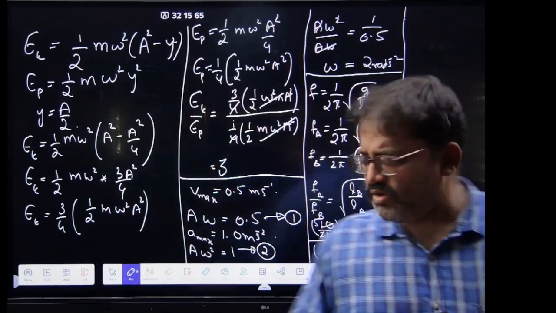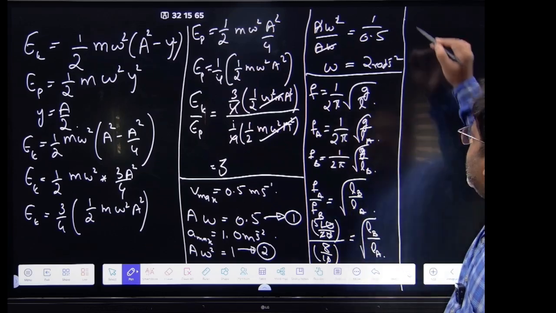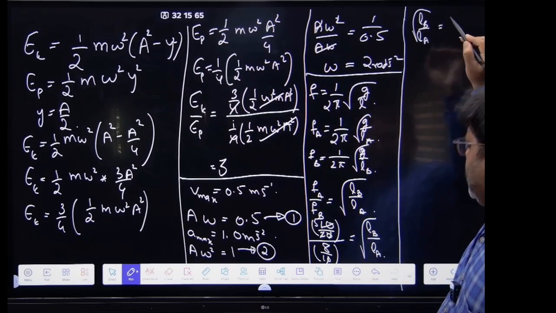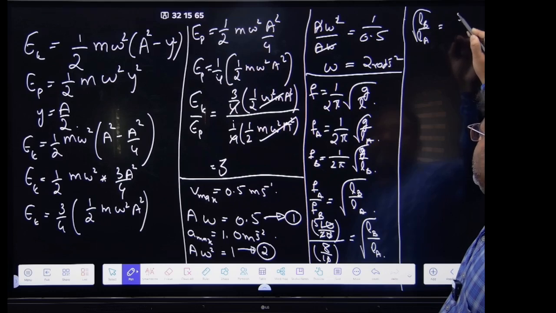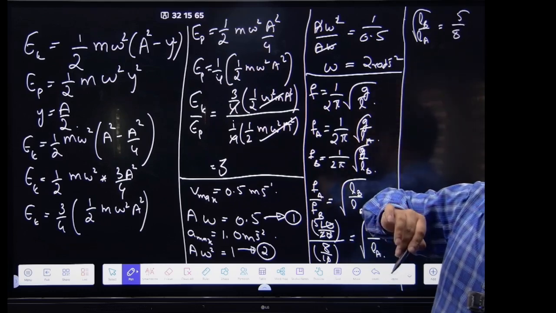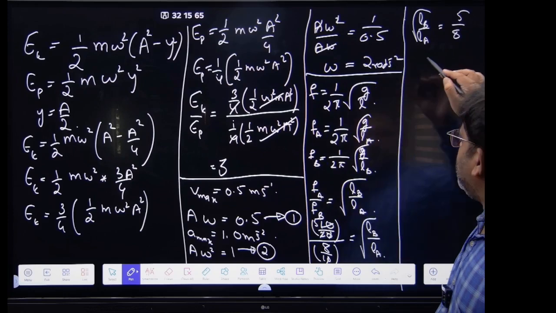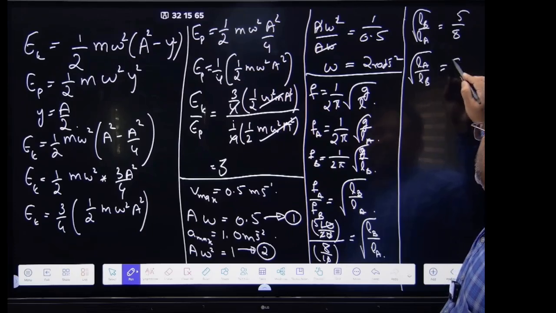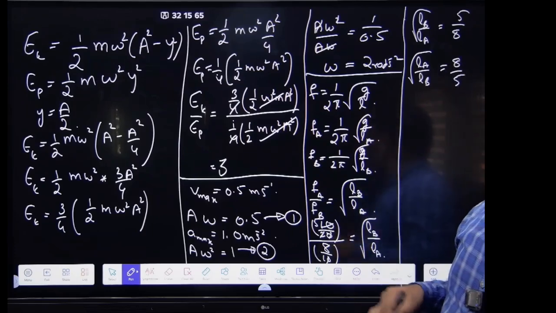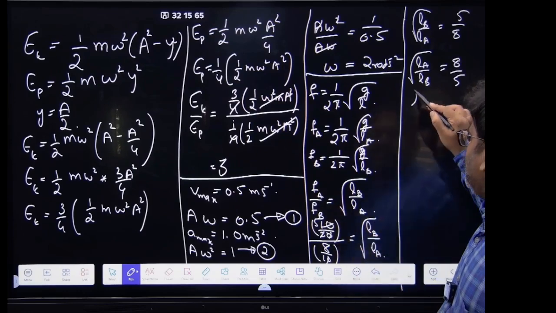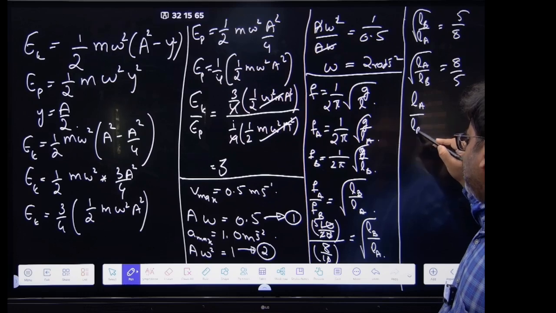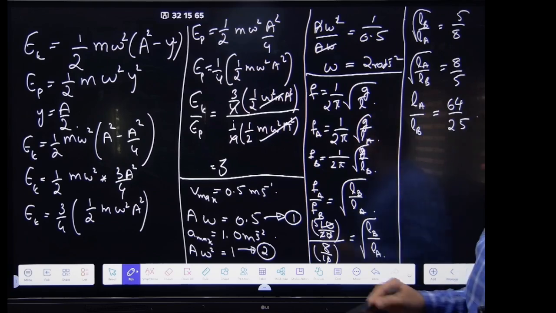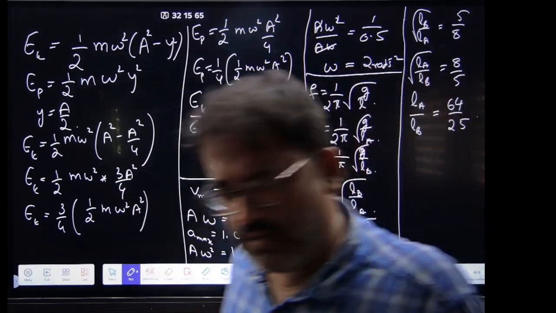Now take the final expression. The final expression will be root LB by LA equal to 5 by 8. We'll take the reciprocal. We are going to get root of LA by LB equal to 8 by 5. Now take the square on both the sides. We are going to get LA by LB equal to 64 by 25. So the right option is verified.